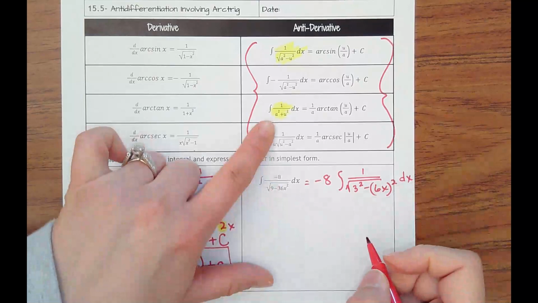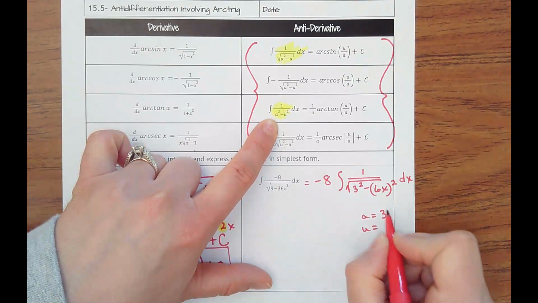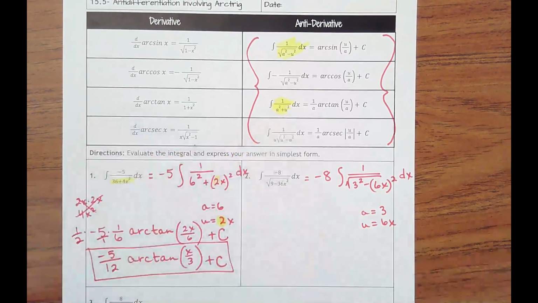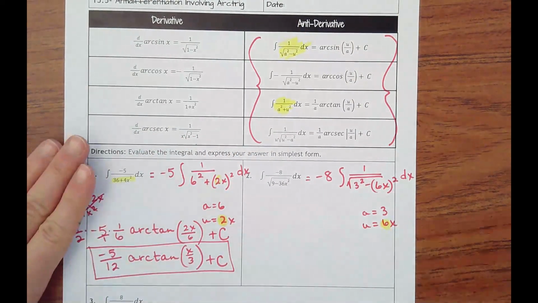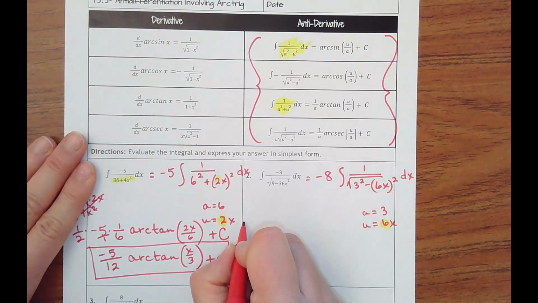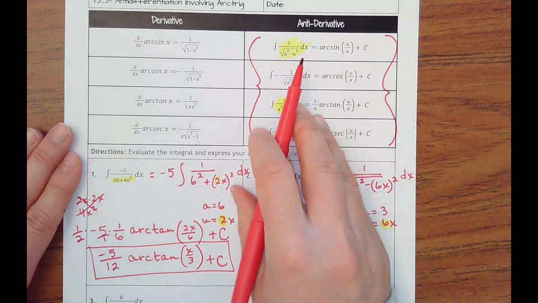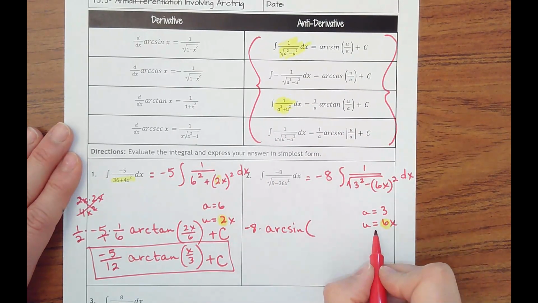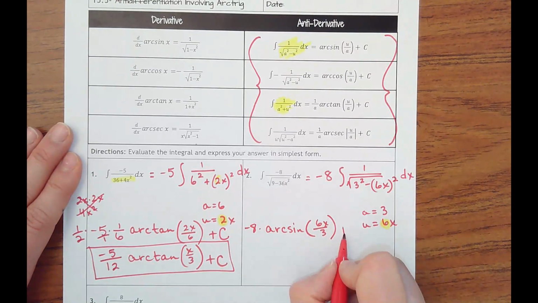Then I'm able to pick out what my a value is, which is what number got squared, 3. My u value is the 6x. So again, I'll have to divide by the 6 or multiply by 1/6 when I'm doing all my integral. Okay, so I've got negative 8 times, then I'm following the formula, arc sine. I don't have a 1 over a in front, which is nice. Arc sine of u over a, so that's 6x divided by 3, plus c.